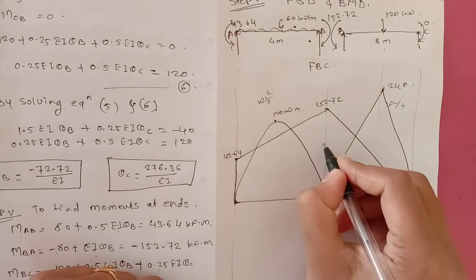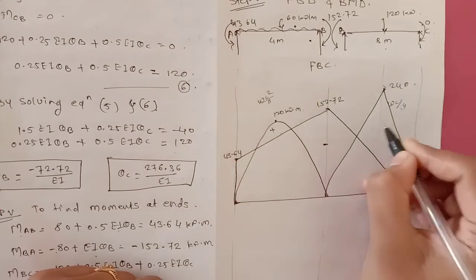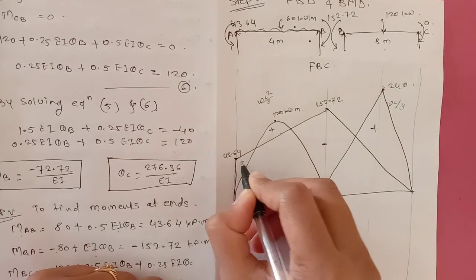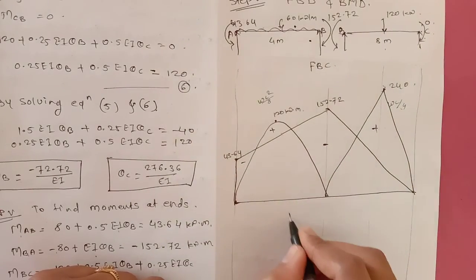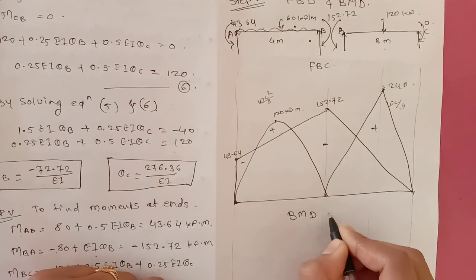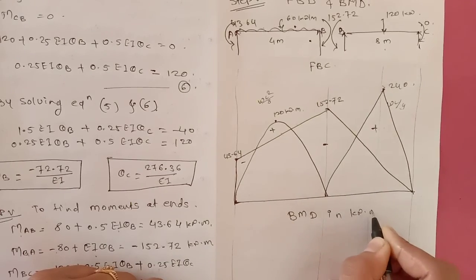So here negative sign, here positive, positive, and here negative. So this is our bending moment diagram in kilonewton meter.